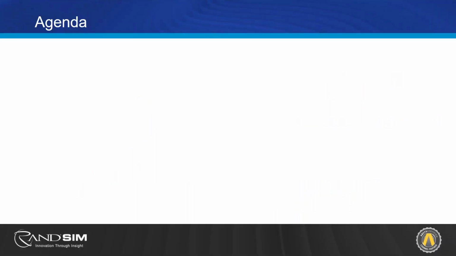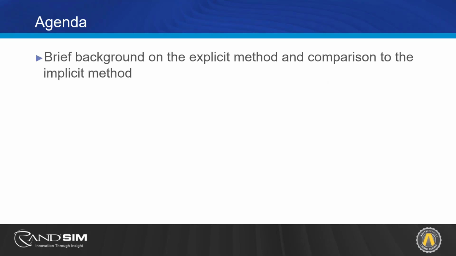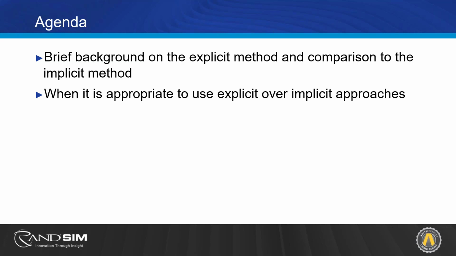All right, so our agenda for today. I'll give you a really brief background for those of you who are new to explicit dynamics and the explicit method. At a very high level, I'll explain what's going on under the hood and compare it to the implicit method so that you understand why explicit dynamics are a unique approach to solving problems. Then we'll talk about when it's appropriate to use explicit dynamics over implicit.